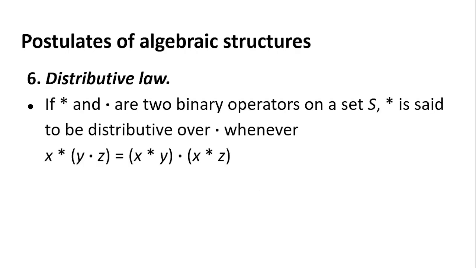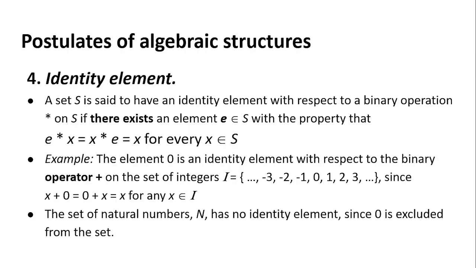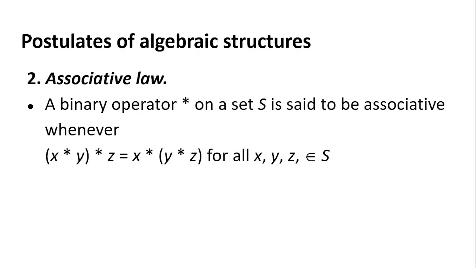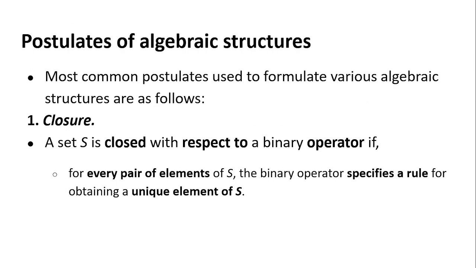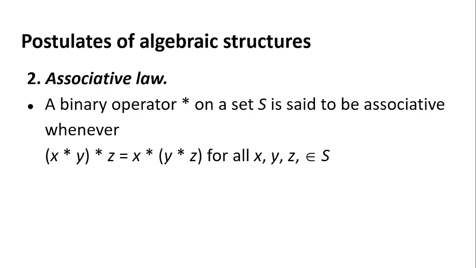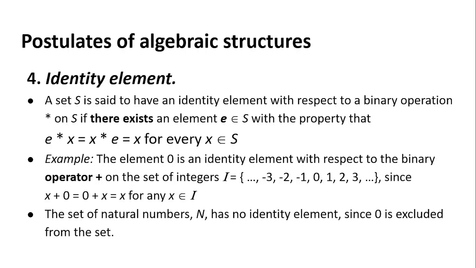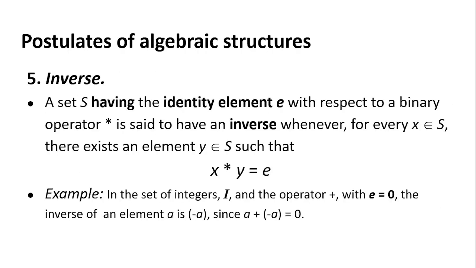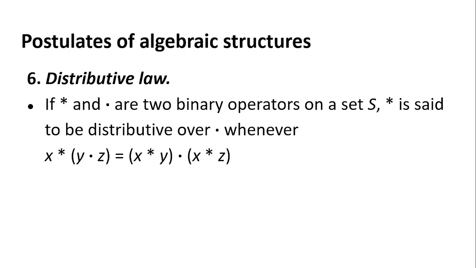Now if you find two operators which satisfy all the 5 conditions, which are those 5 postulates: the first one is the closure, next one is the associative law, third one is the commutative law, fourth one is the identity law, fifth one is the inverse law. If you find two operators that satisfy all these 5 postulates, then we can define a distributive law.